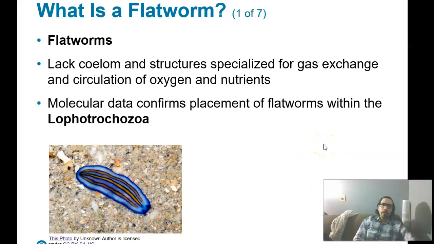One of the groups of Lophotrochozoans are flatworms. So these animals are, like the name says, very flat. This includes the phylum Platyhelminthes. Platy meaning flat, helminth meaning worm, so flat worms. These animals lack a coelom, so that means that they're acoelomate.